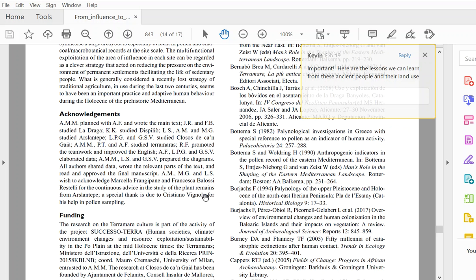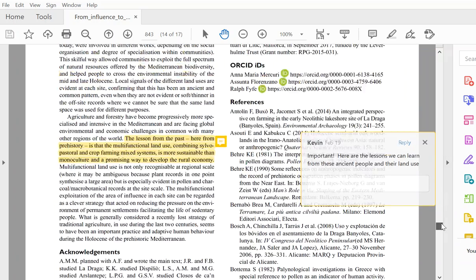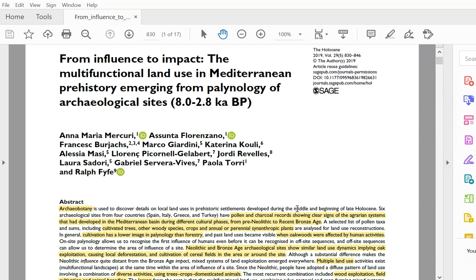Okay, so I'm hoping that this will help you in terms of understanding how science is used to help us determine what's going on in terms of sustainability in the ancient world.